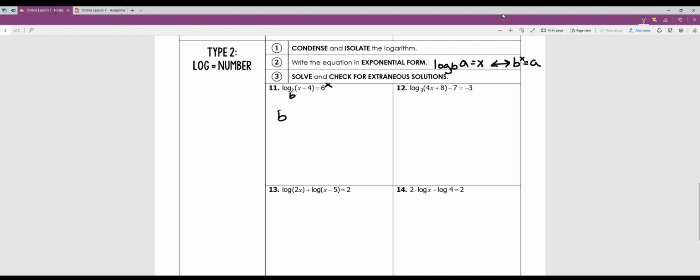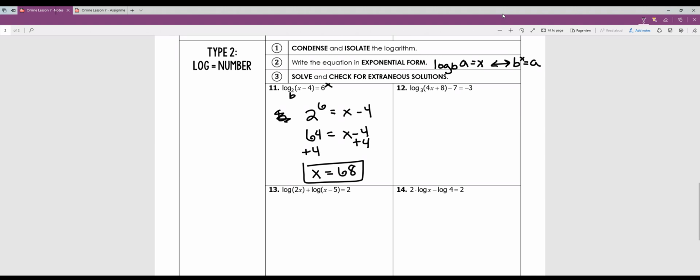I'm sorry. 2 to the 6th power is going to be equal to x minus 4. Now, 2 to the 6th power is 64. So 64 is equal to x minus 4. So I just do my algebra and I get that x is equal to 68. And if I were to plug 68 in for x to my log, I would not get a negative or 0. So that is a possible solution.